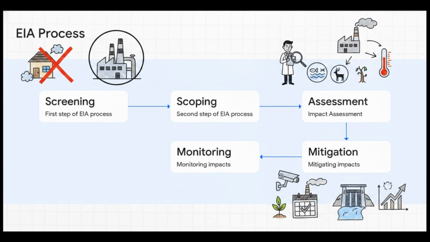If that assessment finds a serious problem, say a proposed highway cutting directly through a vital wildlife corridor, mitigation asks, okay, how do we fix this?